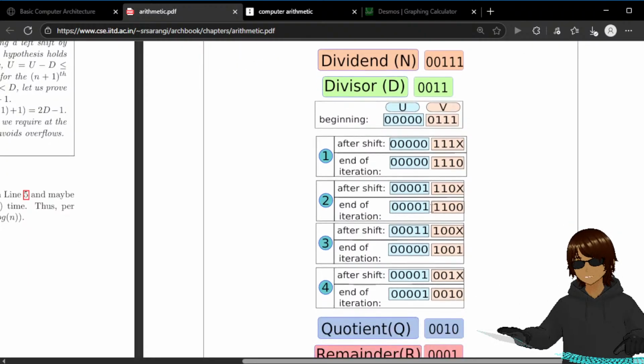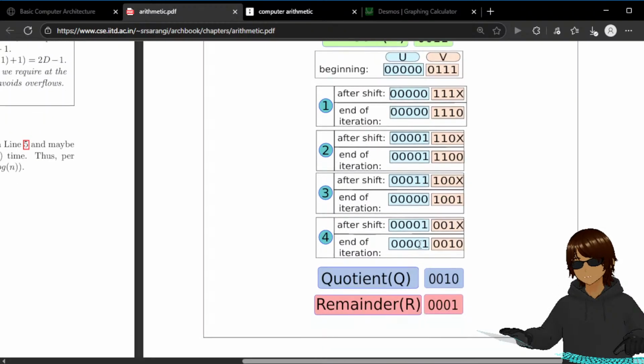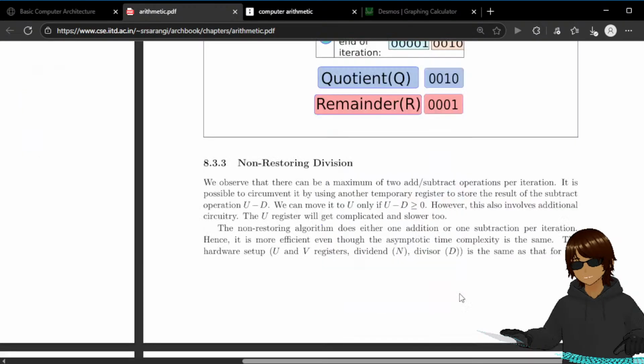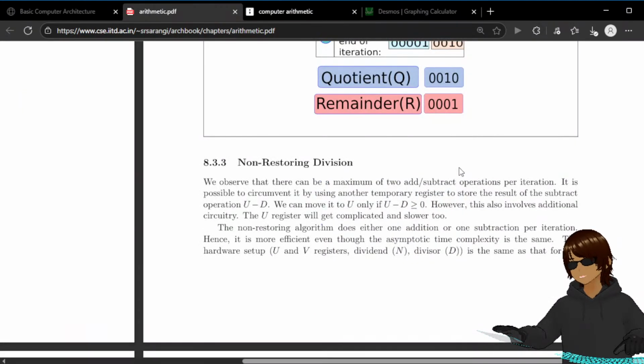Now, next step, we shift and then we end up with 3. 3 minus 3 is 0. So we set the quotient bit to 1. We set this to 0. And we set this bit to 1. Left shift again. We have this unknown over here. At the end of the iteration, we have this. So the quotient is this. Remainder is this. We observe that there can be a maximum of 2 add or subtract operations per iteration.